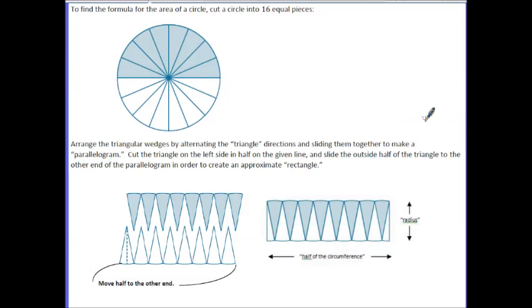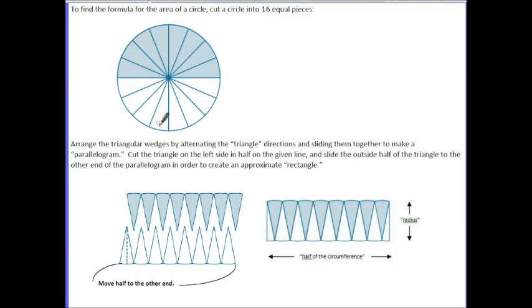The first thing I want you to consider is the circle. And we want to find or create the formula for the area of a circle. So I want you to picture a circle here, and we have cut it into 16 pieces. And if I wanted to, I could cut it down into many, many more equal-sized pieces. And if we take those pieces, break them apart, arrange the triangular wedges by alternating the triangle directions and sliding them together to make a parallelogram.